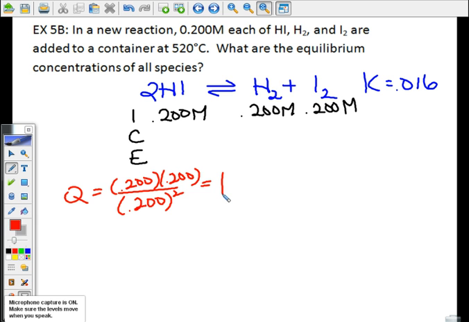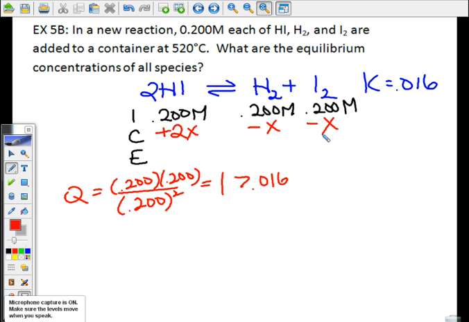1. How does 1 compare to K? 0.016. So if Q is greater than K, that means we have too many products. Which way does the reaction have to shift? Back to the left. So on the left side we add, and on the right side we subtract. You do have to have the same sign for the whole side. I couldn't plus x for H2 and minus x for I2. If a reaction is going more in one direction, you subtract from one side and add to the other.